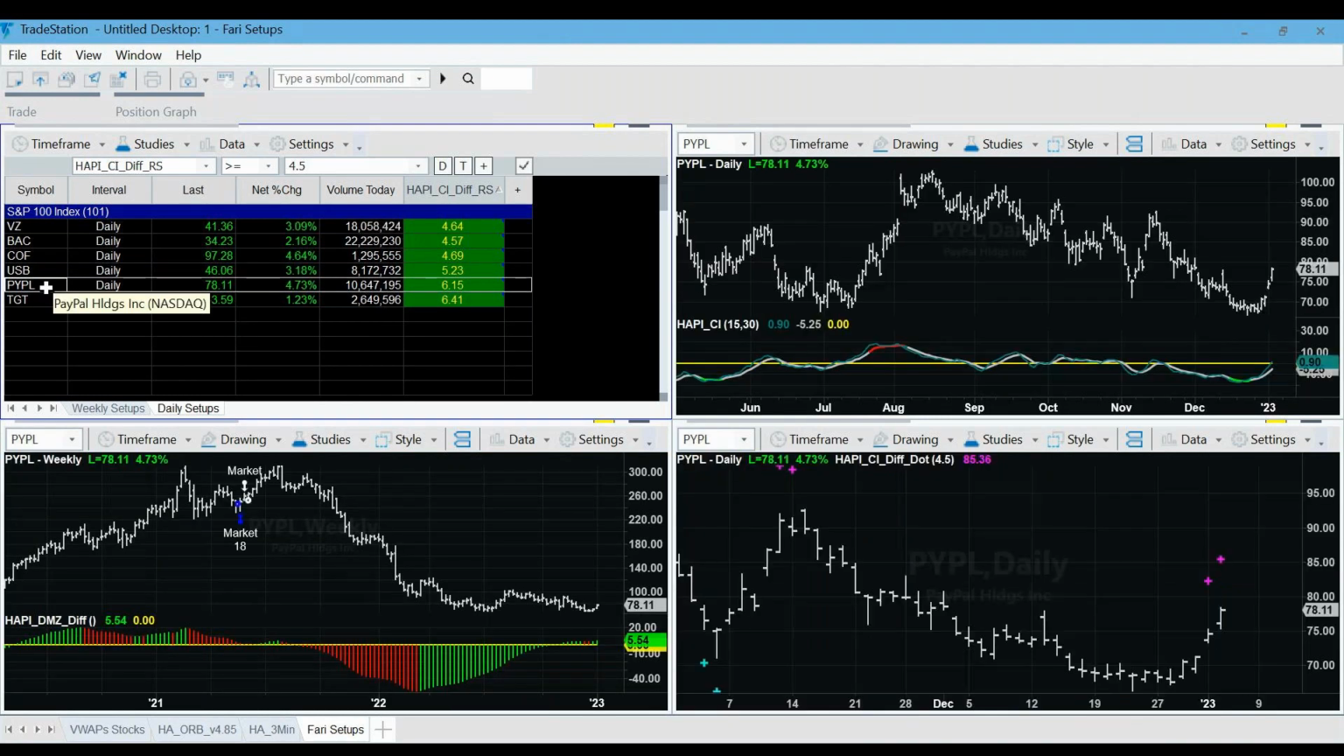PayPal. Look at PayPal. Looks like it's short squeezing today. Look how it's in an uptrend though in the weeklies. Obviously a really, really big downtrend, but in an uptrend here, right? And here are the overbought conditions, right?